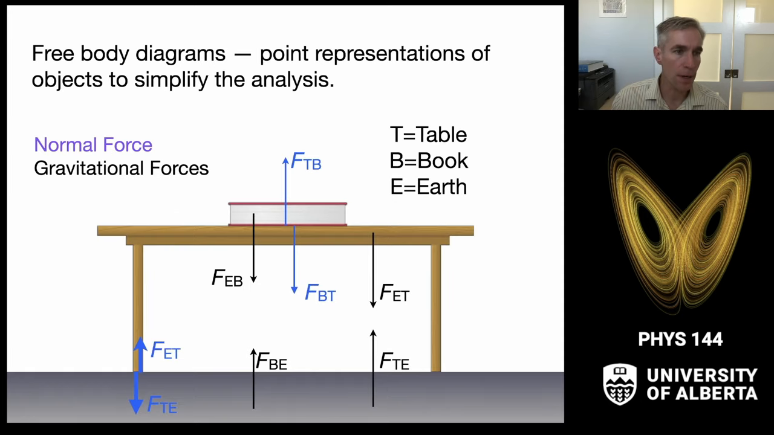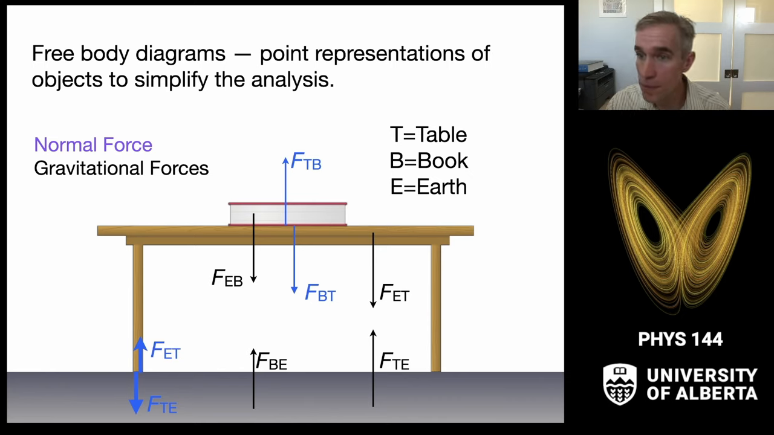Okay, so let's start by talking about what free body diagrams are. Here is a delightful image of a book resting on a table. And so there's lots and lots of forces running around in this system. I've identified electric normal forces in blue and gravity in black, and there's all these different components here. So there's a force of the table on the earth, a force of the earth on the table, a force of the table on the book, and a force of the book on the table, force of the earth on the book, that's gravity, force of the book on the earth, that's also gravity, earth on table, table on earth. So we have all of these forces, possibly too many forces to be useful.